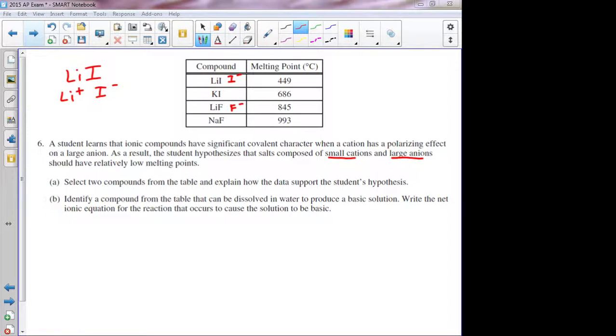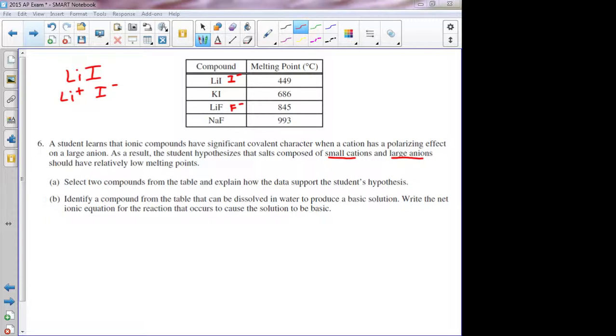Okay. Now, what do I notice about fluorine compared to iodine? Fluorine's way up top on the periodic table, iodine's down here. So what does that tell me about their sizes? Iodine has a much larger radius than fluorine, right? So can I choose 2 of these compounds on here to support what the student said, that if I have a small cation and a large anion, the melting point is lower? Yes. Okay.